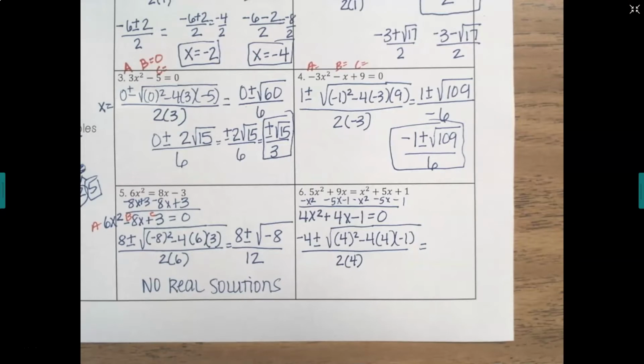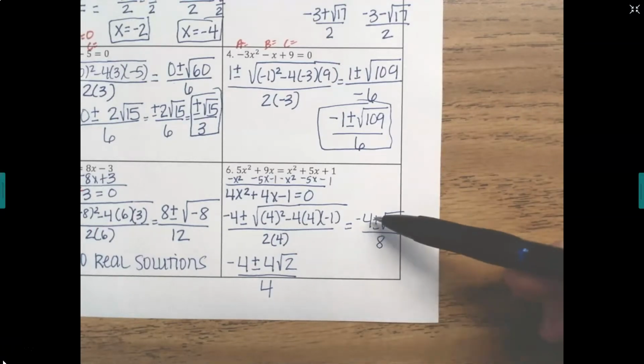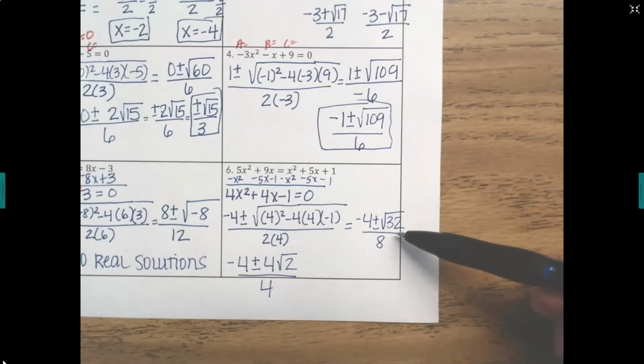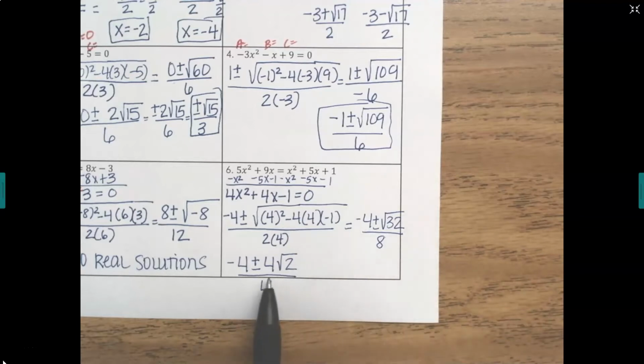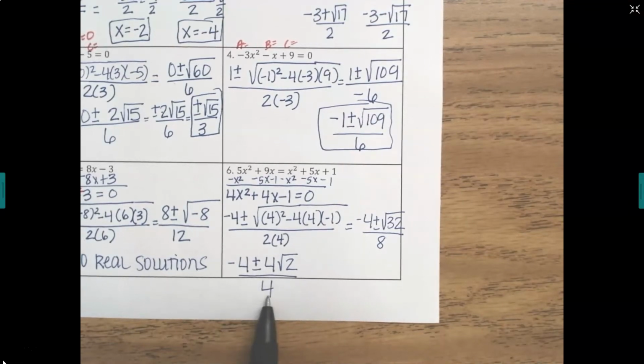Okay, stop the video, and I want you to go all the way through the rest of the problem to see what happens, see how you do, and come back to me. All right, so when I started to simplify down, in my in-between step, I had -4 plus or minus the square root of 32 divided by 8. I knew the 32 would break down, so I broke it down, and I ended up getting 4 square root 2. So I had -4 plus or minus 4 square root 2 divided by 4.